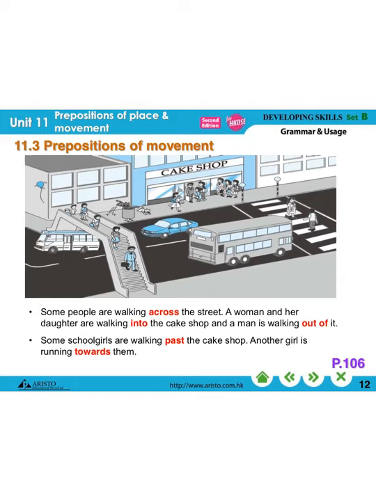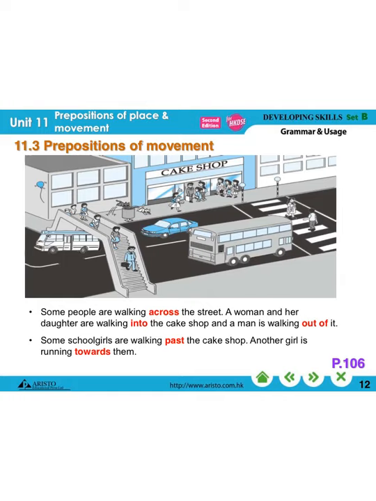Okay, and then I would like to talk about prepositions of movements. Please take a look at this photo. You can find this photo on page 106 of your grammar book.